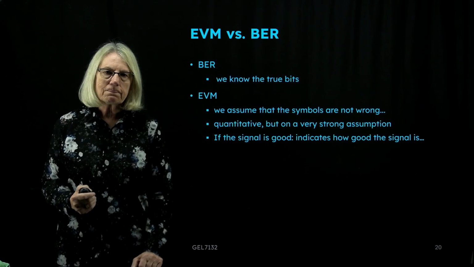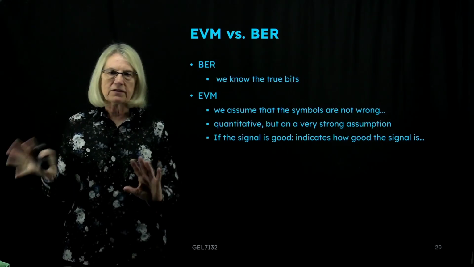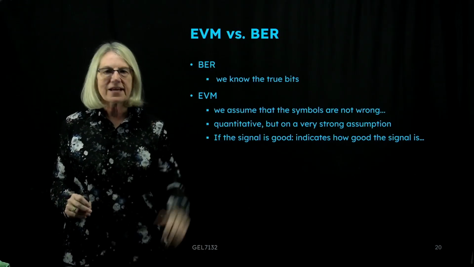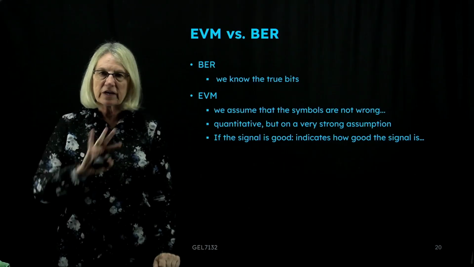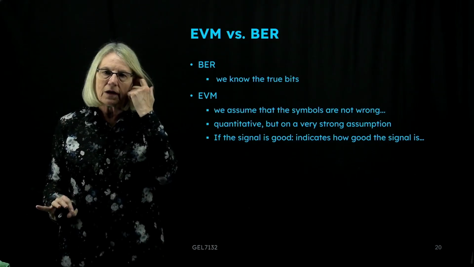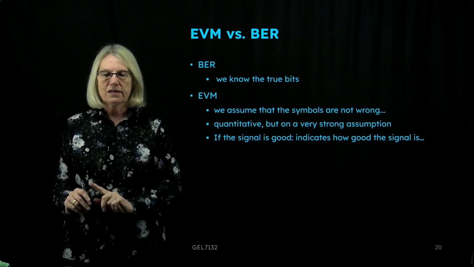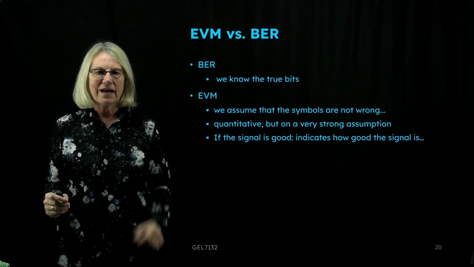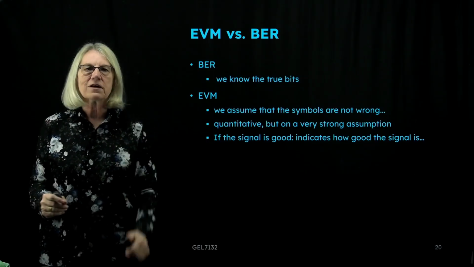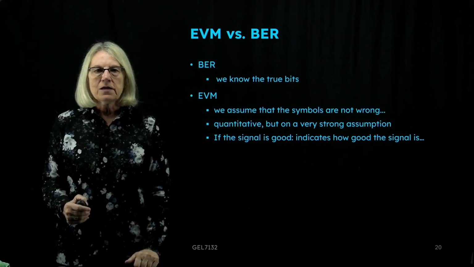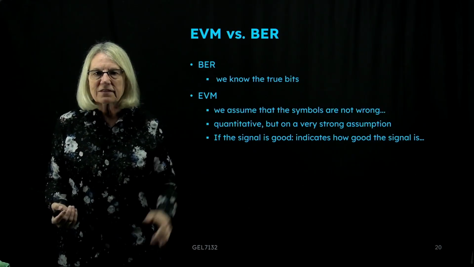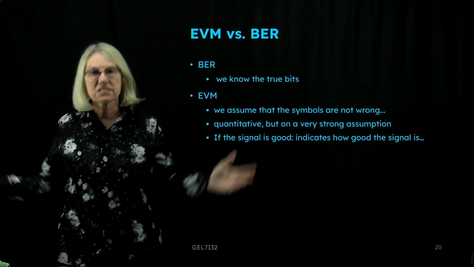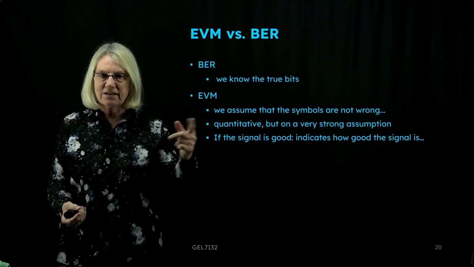So this EVM, how do we compare it? Like the bit error rate, we know the true bits, gold standard is really what we want to know, but it takes expensive equipment. EVM, something we can do with a digital oscilloscope. Basically, it runs some software in the background and makes the threshold decisions, and calculates the EVM. So it's assuming that the symbols are not wrong, because it doesn't know if they're wrong or right. So it just says, okay, I made a decision, and it's quantitative.